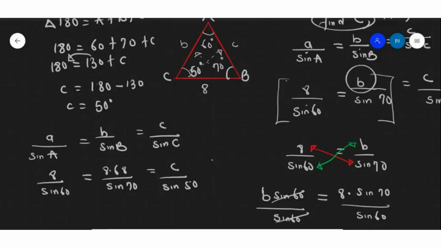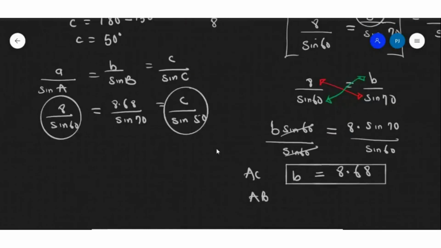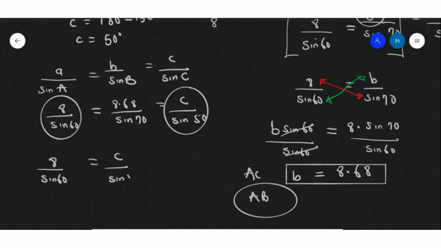So I already have these three concepts here. So I'll go ahead and choose. I'll just pick this one and I'll pick this one as well. Remember, they must always be equal at any time, just to find AB, because what we're looking for is AB. All right. So 8 over sine 60 is equal to C over sine 50.